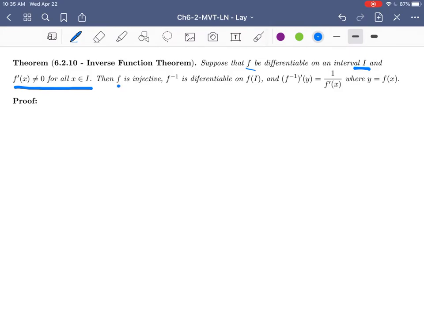So one, we can say that the function has to be injective. Two, we can say that the inverse function has to be differentiable on f of I, right? On the image of that interval, the output of that. And three, that the derivative of the inverse at y is 1 over the derivative of the function at x, where y is equal to f of x. All right, so let's take some time to prove this.